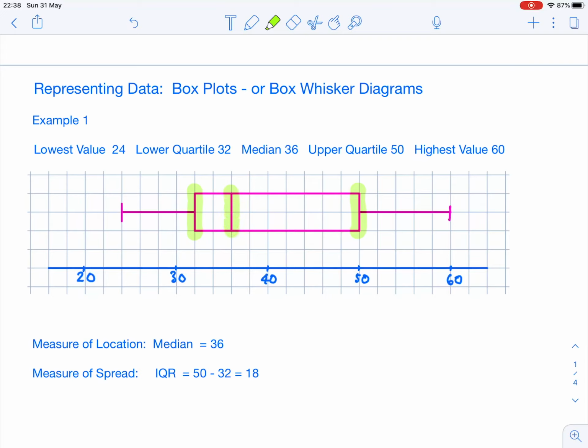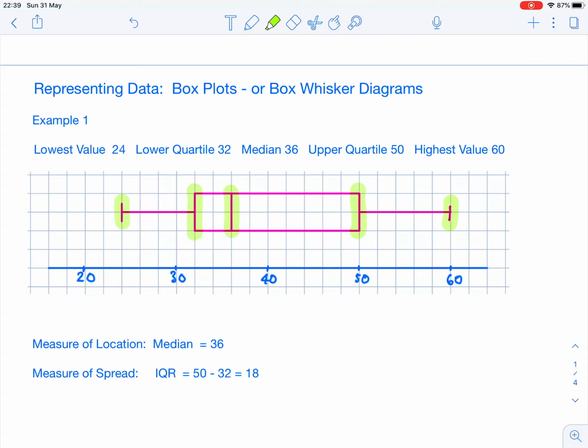And since I'm using a scale of 1 box is 2 units, that's 3 boxes above the 30 and 2 boxes before the 40. And then all I've got to do is extend the whiskers to the lowest and the highest value. So I drag a whisker down to 24 and I drag a whisker up at the other end up to the highest value, 60.